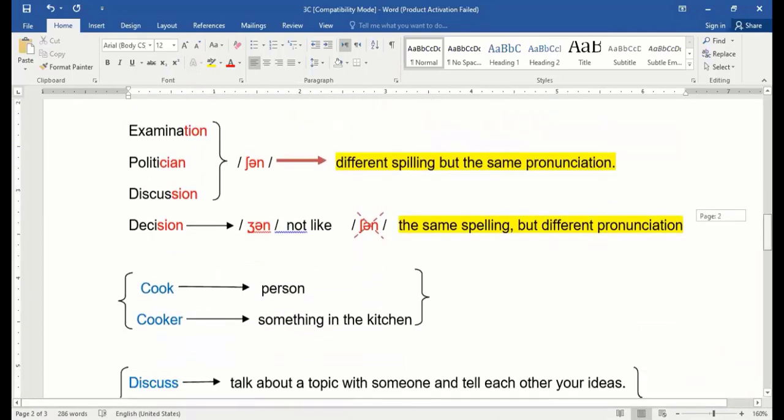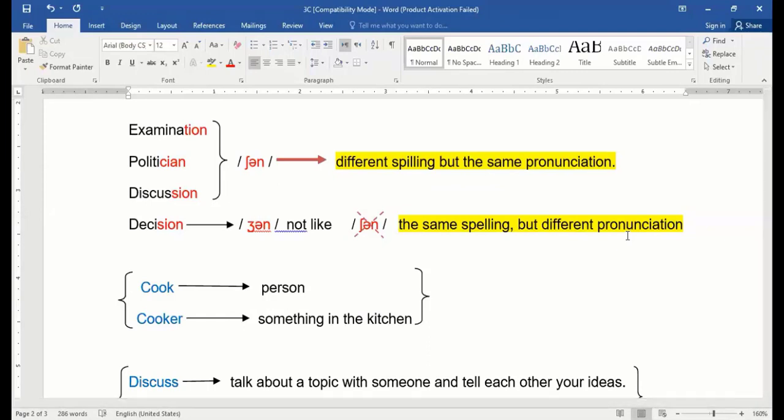So here, for pronunciation, we say examination, politician, discussion: T-I-O-N, shin, C-I-A-N, shin, S-I-O-N, shin. So the different spelling, but the same pronunciation. But here, we say S-I-O-N, discussion, and decision, S-I-O-N, decision, jin, not shin. So here, the same spelling, different pronunciation. And there is no rule when we say shin and when we say jin. The only thing you have to do is check with a dictionary.